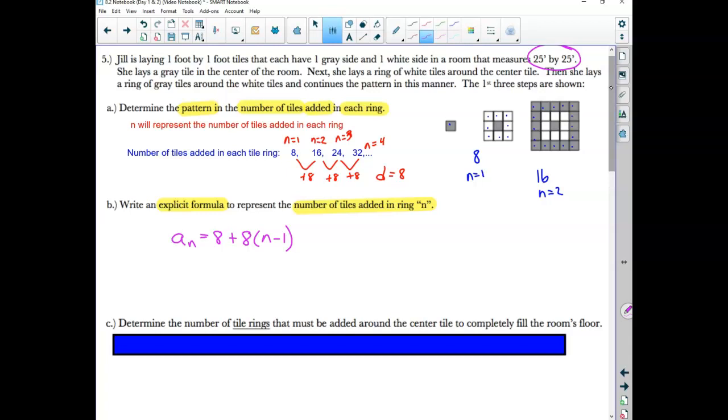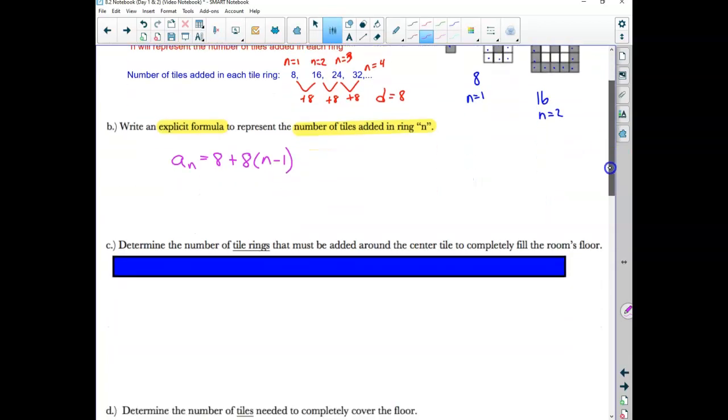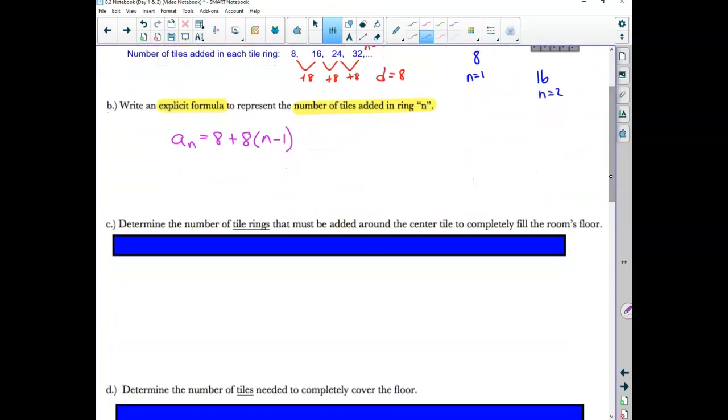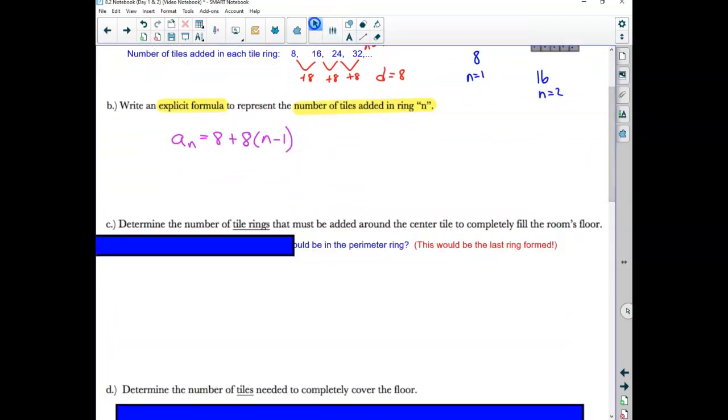Determine the number of tile rings that must be added around the center tile to completely fill the room's floor. Well, what does that mean? That means we're kind of thinking a little bit. So if the room is 25 by 25, how many tiles would be in the perimeter ring? So if I know how many tiles are in the outermost ring, okay, that's how my last ring formed.